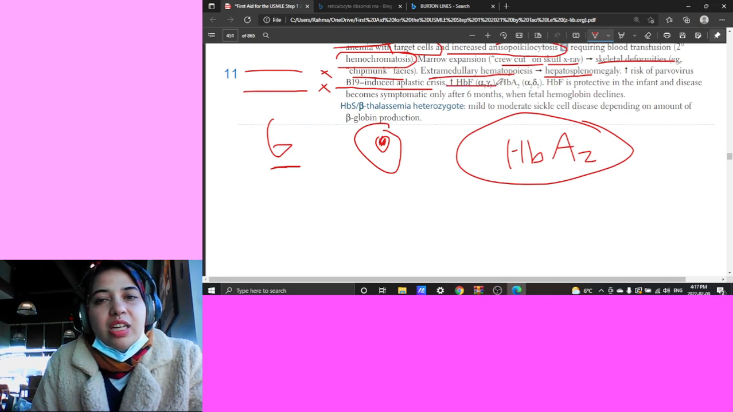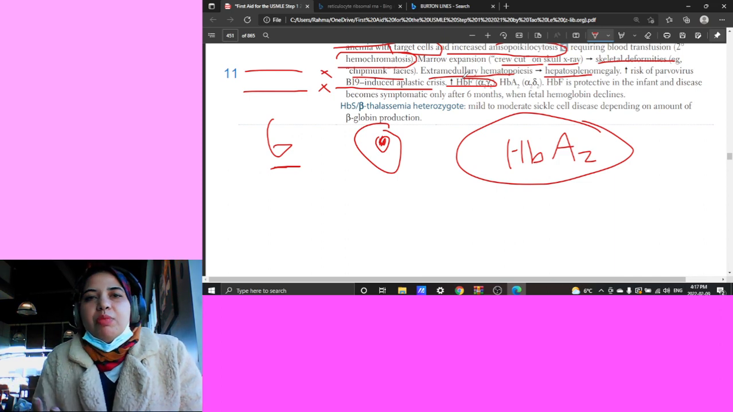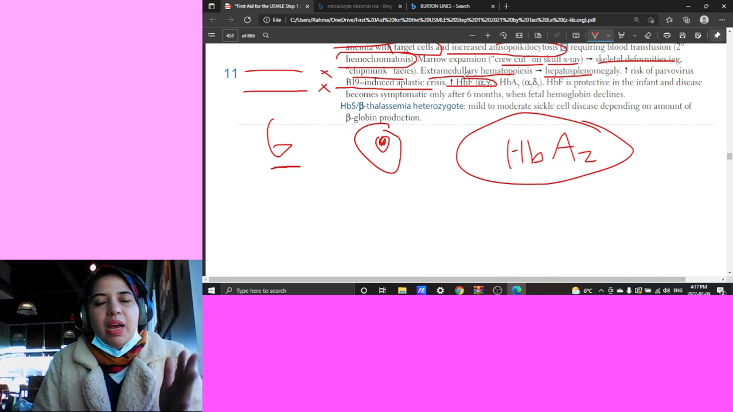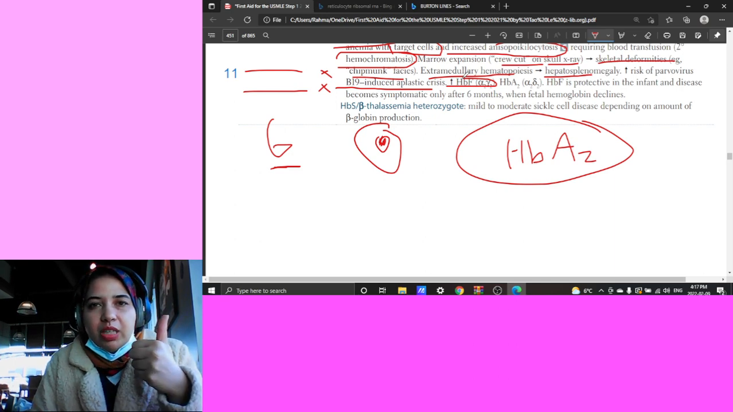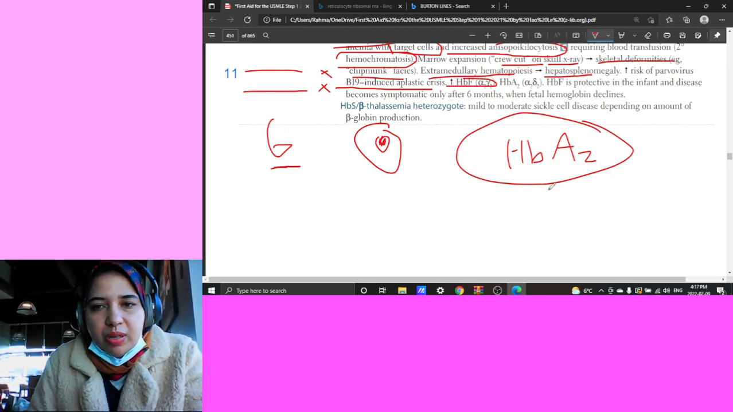You're going to have increased HbF, so the body has to adapt, right? So I'm going to adapt by making the only hemoglobin that I can make safely, which is HbF, right? So HbF is alpha 2 gamma 2. We're going to have increased HbF. We're going to have increased HbA2, which is alpha 2 delta 2.